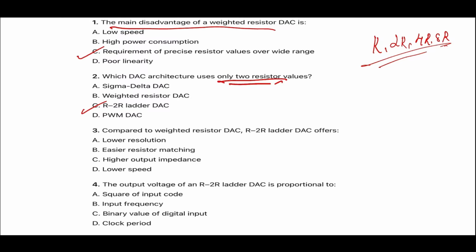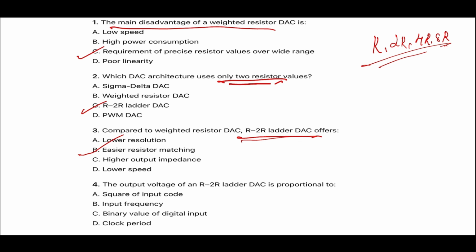Next one, question number 3. Compared to the weighted resistor DAC, the R-2R ladder DAC offers: option A, lower resolution; option B, easier resistor matching; option C, higher output impedance; option D, lower speed. As we discussed, the R-2R ladder gives easier resistor matching, so the answer is option B.